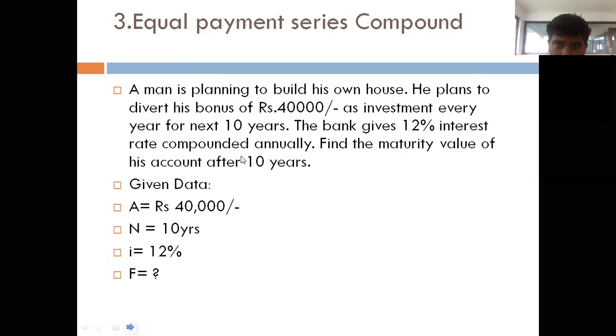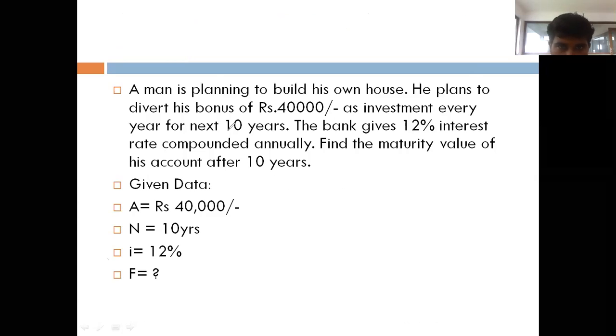So next is the one kind of problems. The man is planning to build his own house. He diverts his bonus amount of 40,000 as an investment every year for the next 10 years. He has invested at the rate of interest of 12%. Find the maturity value amount for the 10 years.